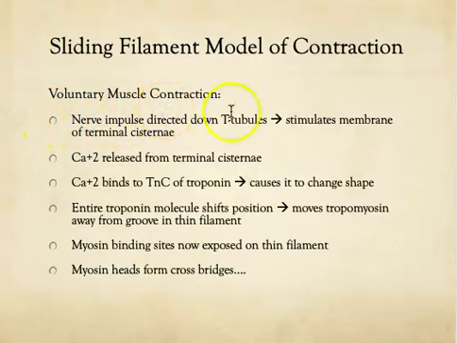As they travel down the T-tubules, those action potentials stimulate the membrane of the terminal cisterna, and it releases calcium. Calcium floods into the cytoplasm. Calcium binds to the TNC of troponin, causes it to change shape. The entire troponin molecule changes shape and shifts the tropomyosin away from the groove, but I'm really meaning away from the binding sites for the myosin heads.